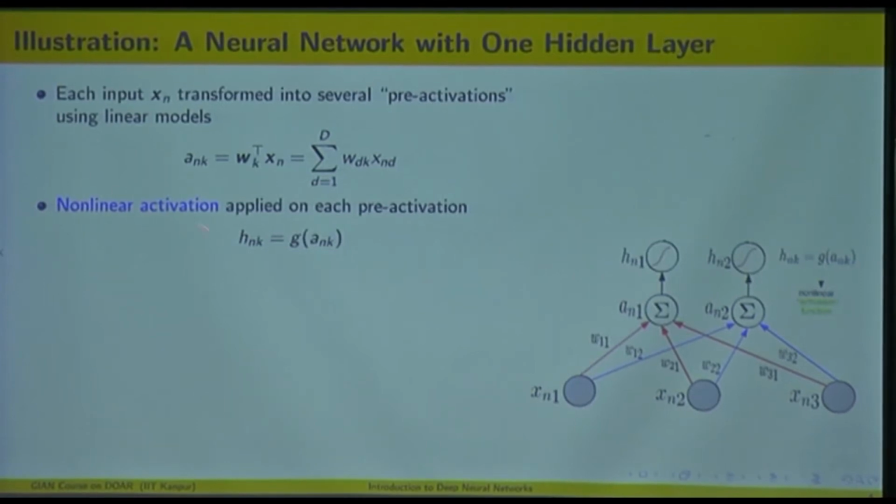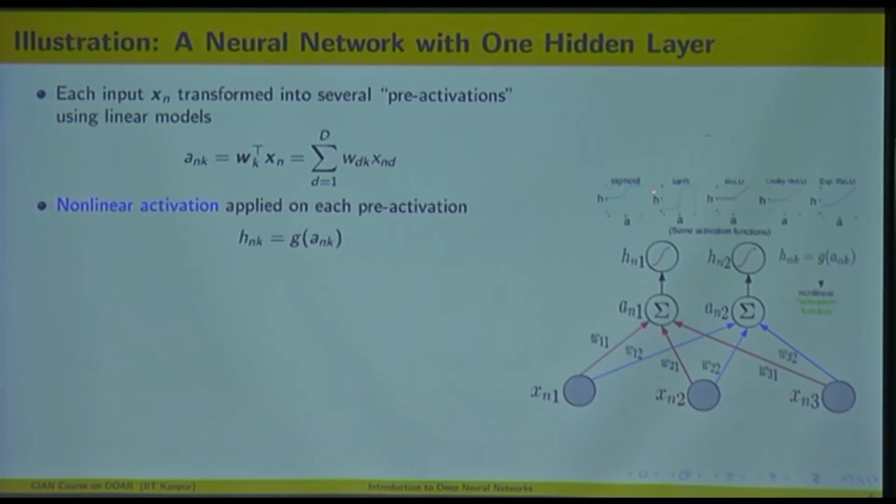Then you apply a non-linear activation on each of these pre-activations, and that becomes h_n1 and h_n2. So h_n1 is g of a_n1, where g is some non-linear function. I'll give some examples of what this non-linear function is, but this curvy notation simply means that you are applying some non-linearity. It's an element-wise non-linearity. So you take every value a_n1 and just apply a non-linear function so that it's some non-linear version of a_n1. So we have h_n1 and h_n2.